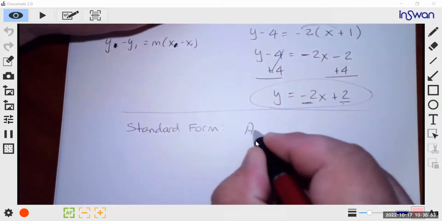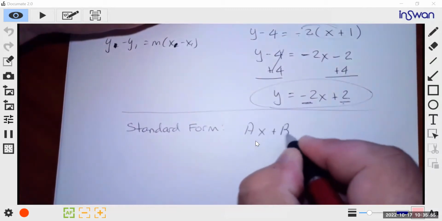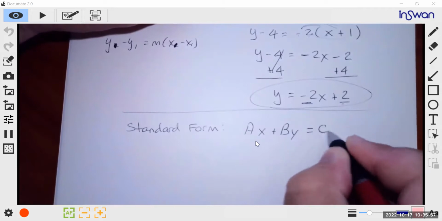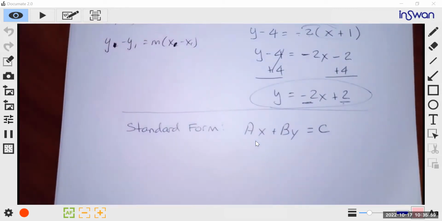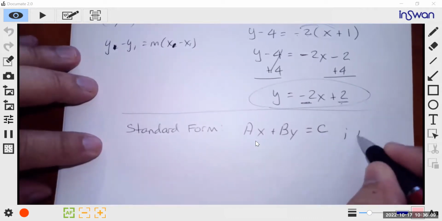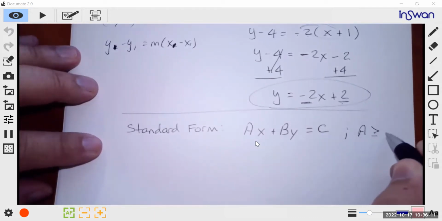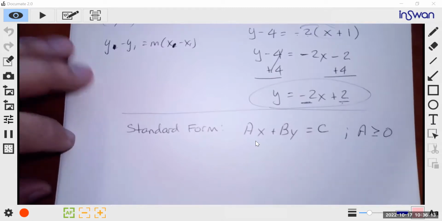The standard form of an equation is when you have x and y on the same side and a number. So all the variables to one side and all the numbers on the other. The only stipulation is A has to be positive.